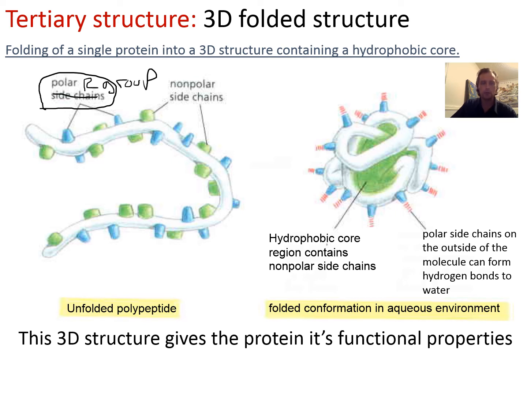They are going to interact with water, so they'll tend to orient outwards. The non-polar R groups are going to be repelled by water. You can think of them as kind of oily. They will be repelled by water. So this polypeptide will fold up into the structure you see on the right, with a hydrophobic core in the middle, shown by this green color there. And then the polar R groups or side chains will orient outwards and form hydrogen bonds with the water.